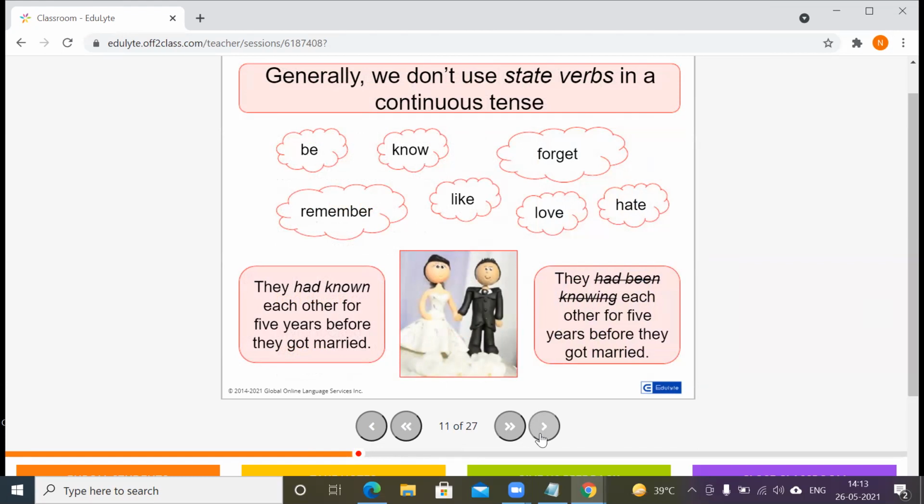Generally, we don't use state verbs in a continuous tense: be, know, remember, like, forget, love, hate. They had known each other for 5 years before they got married. They had been knowing each other for 5 years before they got married. Okay. So here, we'll use the first, formal sentence: they had known each other for 5 years before marriage.